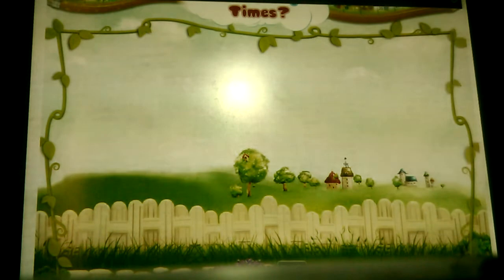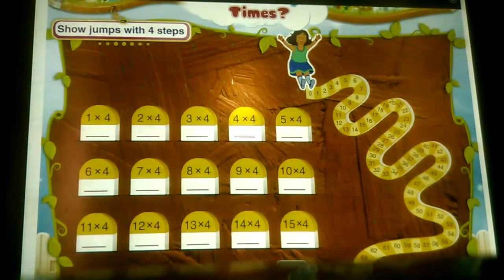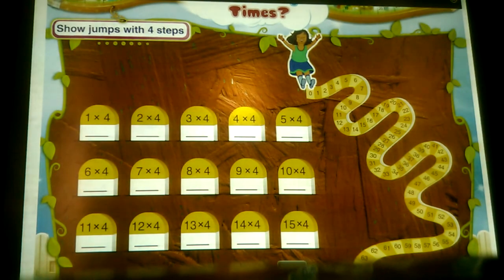Practice. 1. Rewrite using the plus. Short jumps with 4 steps. Let's now learn to take jumps. Example.